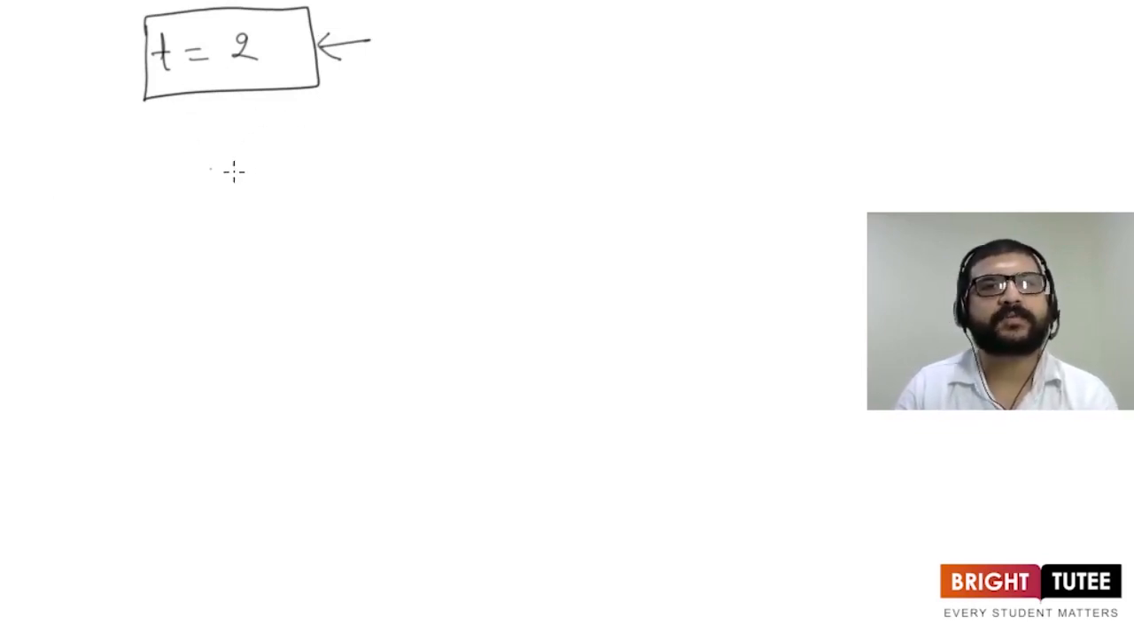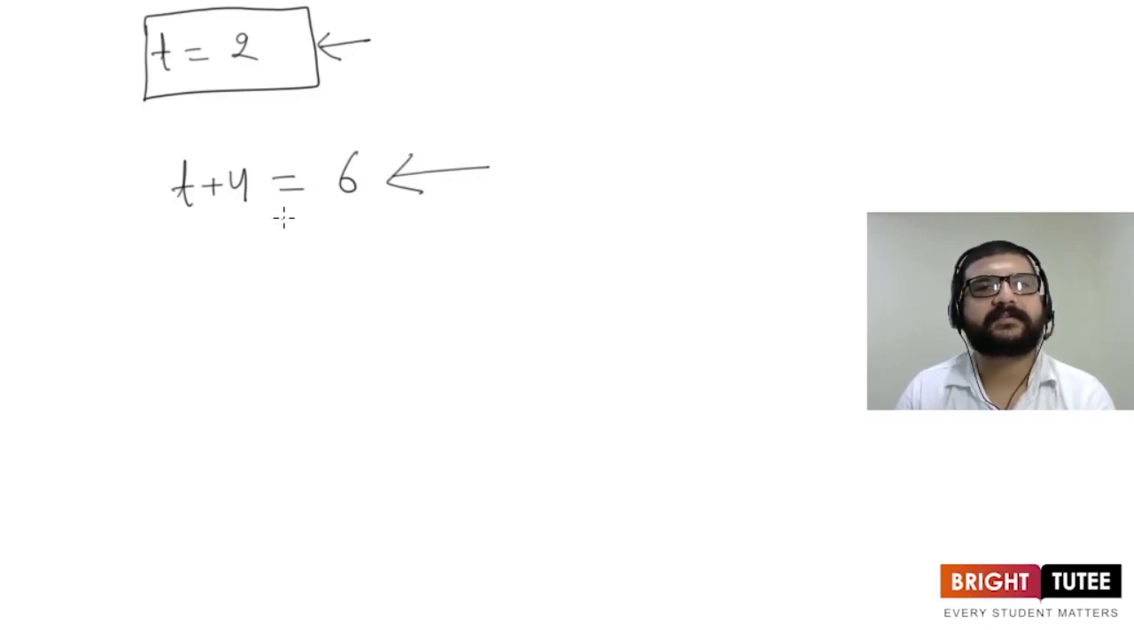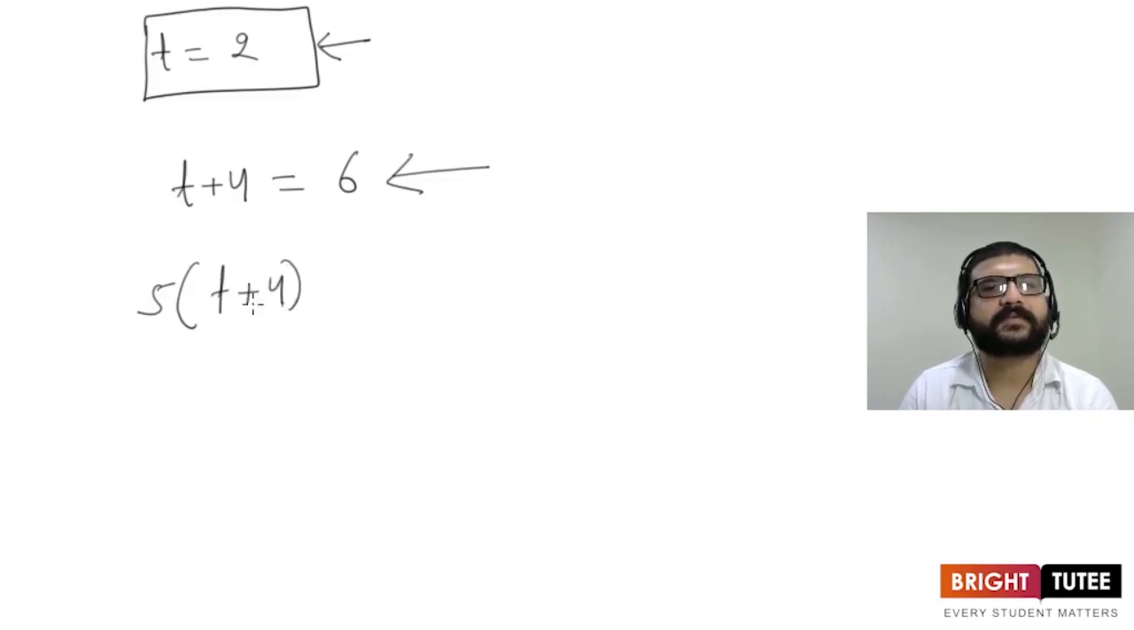Let's add 4 on both the sides. This will give us t plus 4 is equal to 2 plus 4, which is 6. Now this is one of the equations whose solution is t is equal to 2. Can we do anything else? Yes, we can do that. So now let's multiply this equation on both the sides with 5. We'll get 5 into t plus 4 is equal to 6 into 5, which gives us 30. Now this is the equation whose solution is t is equal to 2.